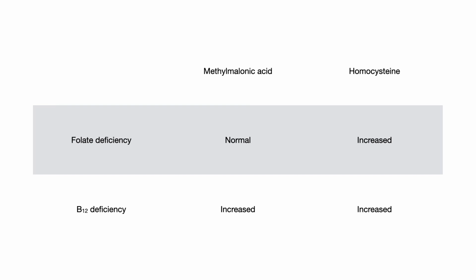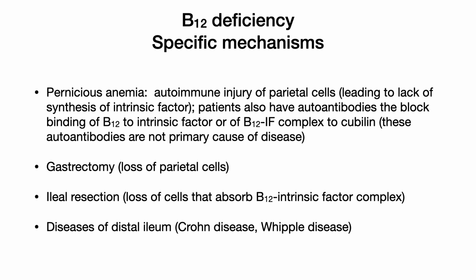So like I said, once again, knowing the biochemistry helps you understand the lab testing, and then you're not just memorizing, you're understanding it. So the specific mechanisms of B12 deficiency, pernicious anemia, as I mentioned before. If you have injury to the parietal cells, which produce the intrinsic factor, it can't bind the B12, you can't absorb it. They usually have antibodies directly against the parietal cells, but they can also have them against the B12-intrinsic factor complex, but it says these are not usually the primary cause of the disease.